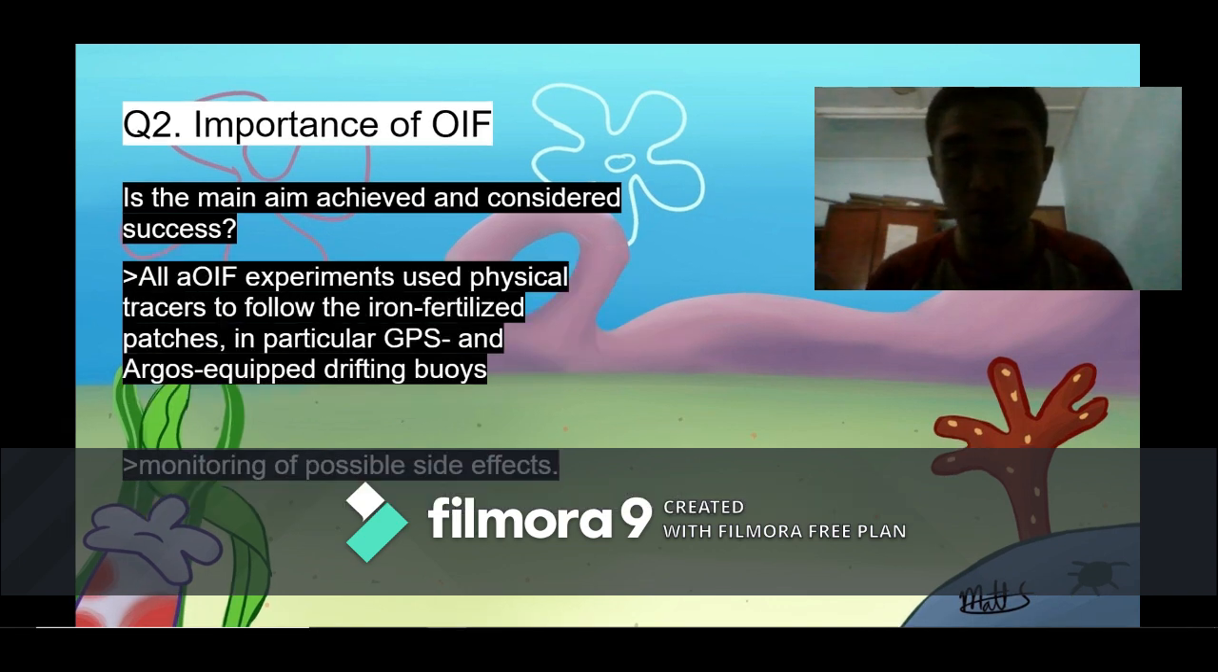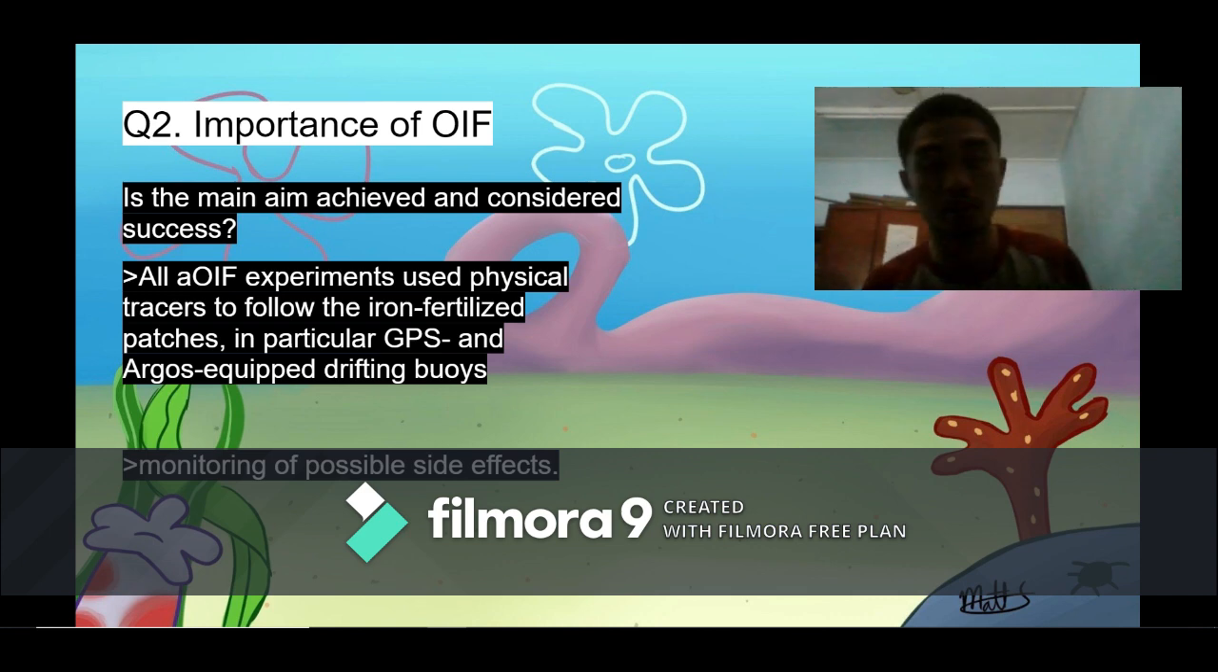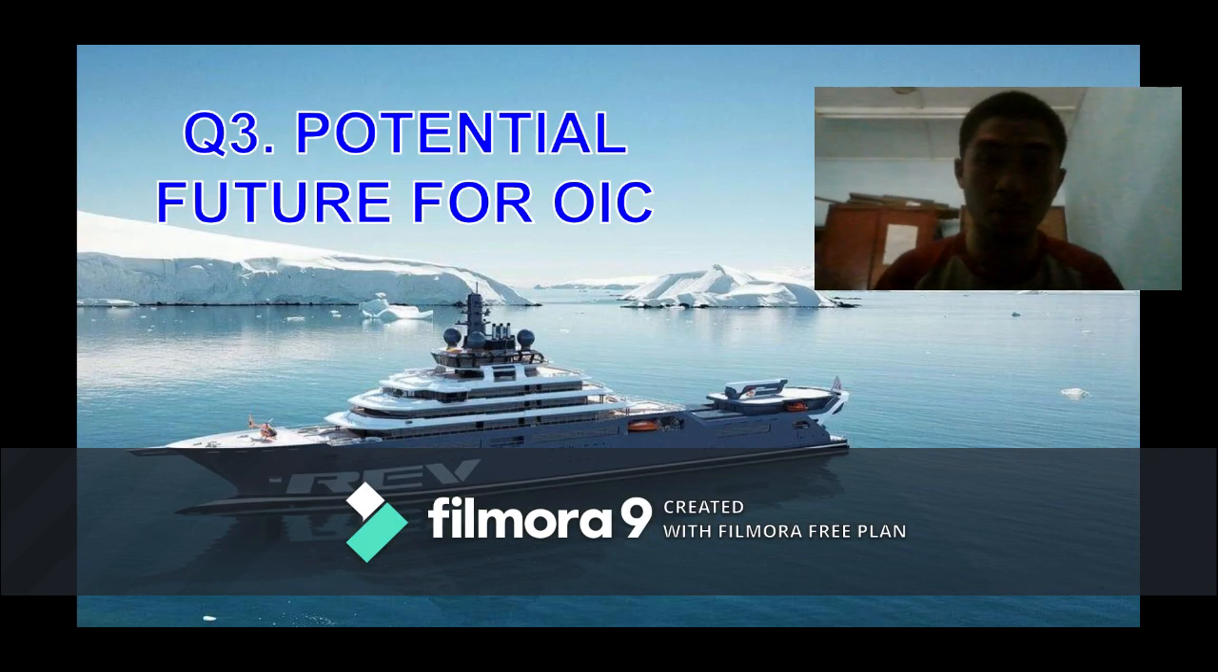All OIF experiments use physical tracers to follow the iron-fertilized patch. They use GPS and Argos-equipped routine buoys. This is good because they can find it back using satellites. Monitoring of possible side effects is also important, so that it can be used as a guide for later experiments. Potential future for OIF.